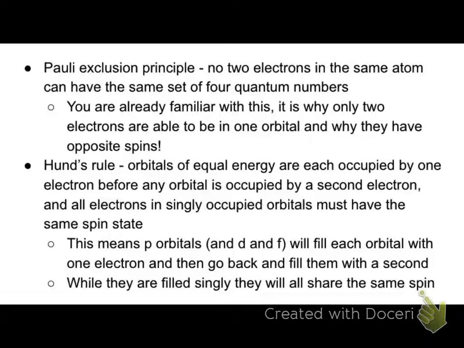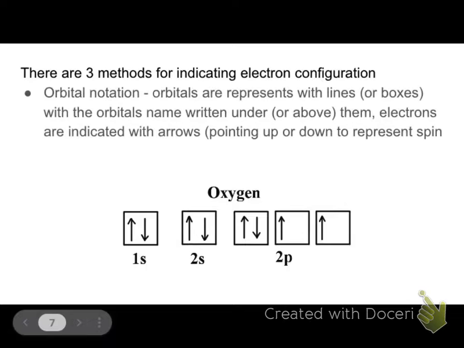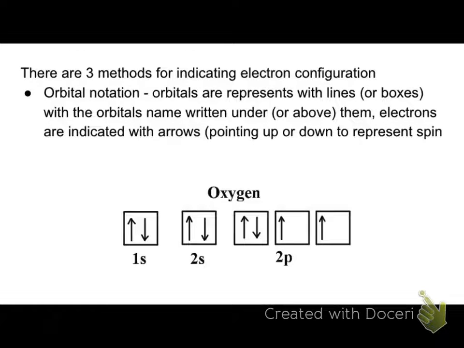Okay, now that we understand how things fill, let's talk about visual ways to write down an electron configuration. There are 3 methods, and the first one is called orbital notation. In orbital notation, orbitals are represented with lines or boxes, with the orbital's name written under them or sometimes above them, depending on who drew it. And the electrons are indicated with arrows that are either pointing up or pointing down to represent spin.